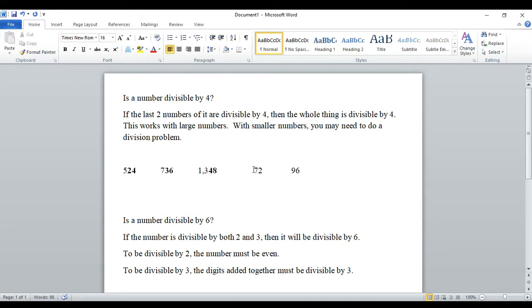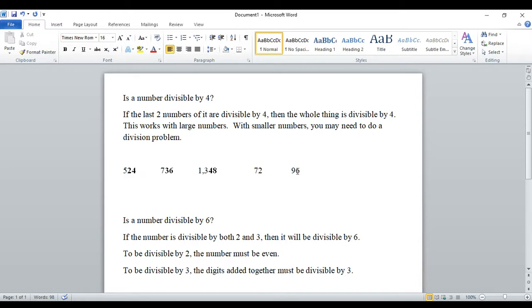Let's look at 72. Well, off the top of my head, I'm not sure, but I could do a division problem. And when I do, I realize that 4 will go into 72 without having a remainder. So 72 would be a multiple of 4. And if you need to stop the video and do a division problem just to check and see if I'm right, you go right ahead and do that.